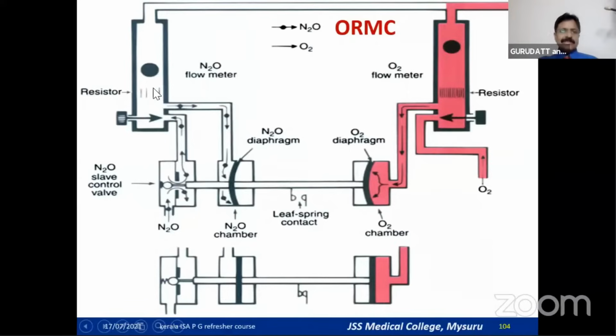So if I try to increase the nitrous oxide flow, what will happen is the nitrous oxide also comes back into the nitrous oxide chamber, and it is going to push the shaft towards oxygen, and it is trying to cut down its own amount of nitrous oxide flow by decreasing the space for the nitrous oxide slave control valve. So this is what is called ORMC.